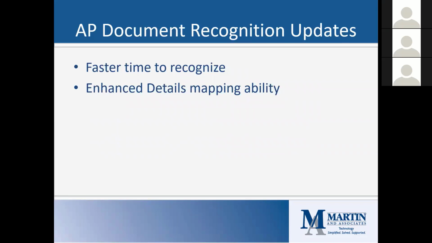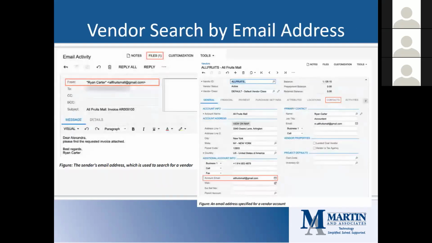Okay, AP document recognition updates. Some of you might be seeing this for the first time, which would be cool, but we'll cover that a little bit. That also merges in with the vendor searching by email address. So you can set up an email account in Acumatica, a system email like ap@mycompany.com, and have that automatically listen for emails. And if those emails have a PDF file, it will pump that into Acumatica and try to do the recognition and the matching.